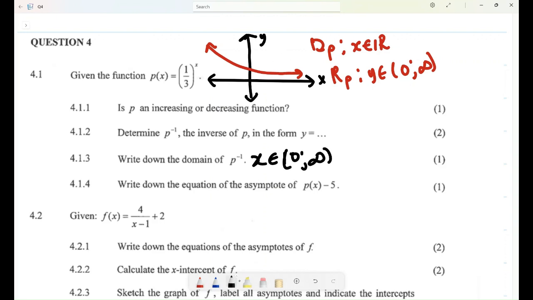Or you can just draw a function for the inverse here. It will be like this. Then can you see this from 0 to infinity, the domain there? Yes.